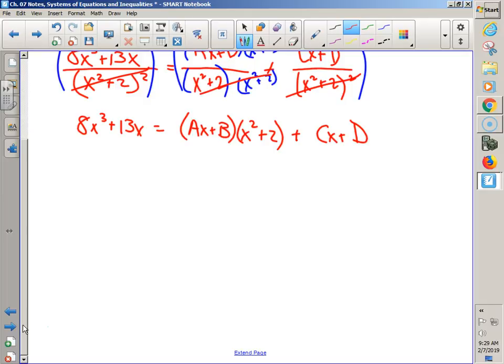Here we go. The grouping way. I have 8x cubed plus 13x over here. Did you guys get ax cubed plus bx squared plus 2ax plus cx plus d? Addition's commutative. Oh, there's a 2b. Good, good, good. Right here, right?